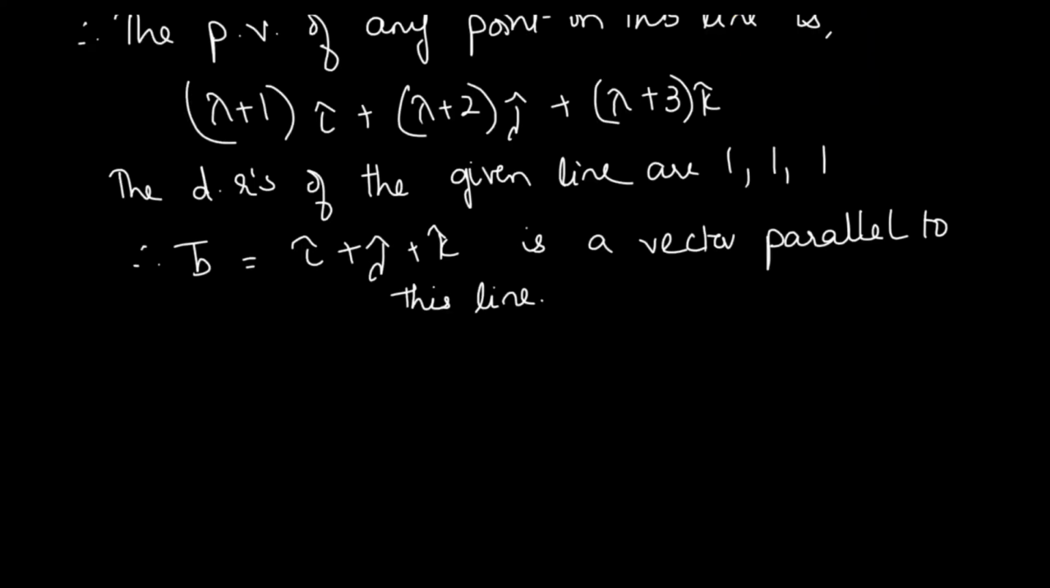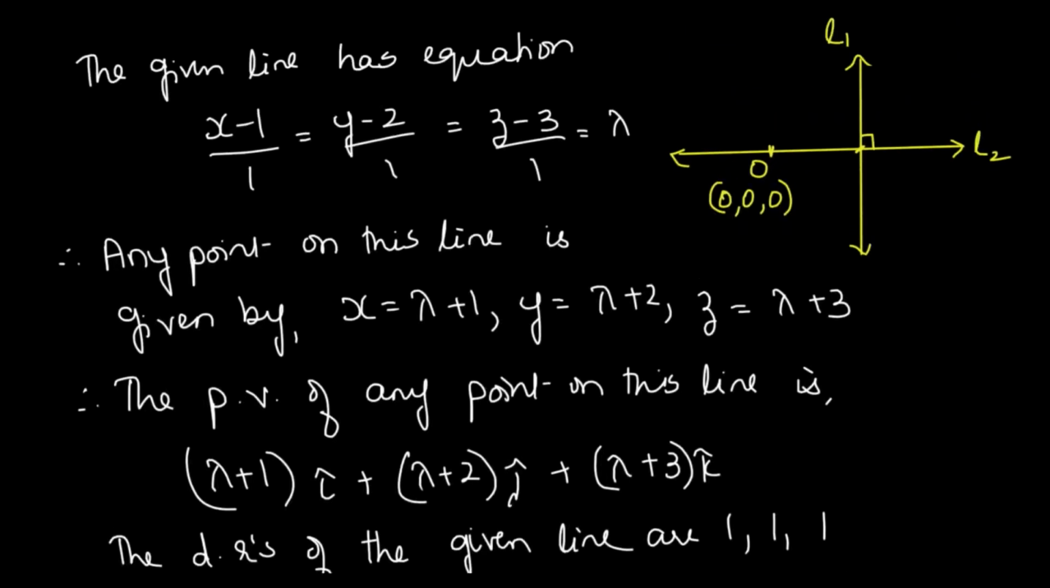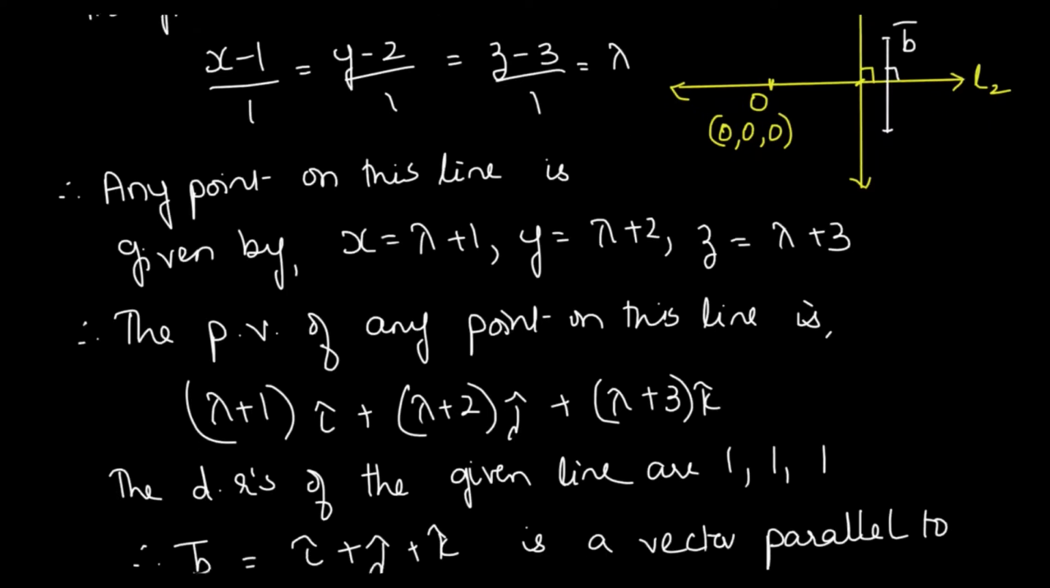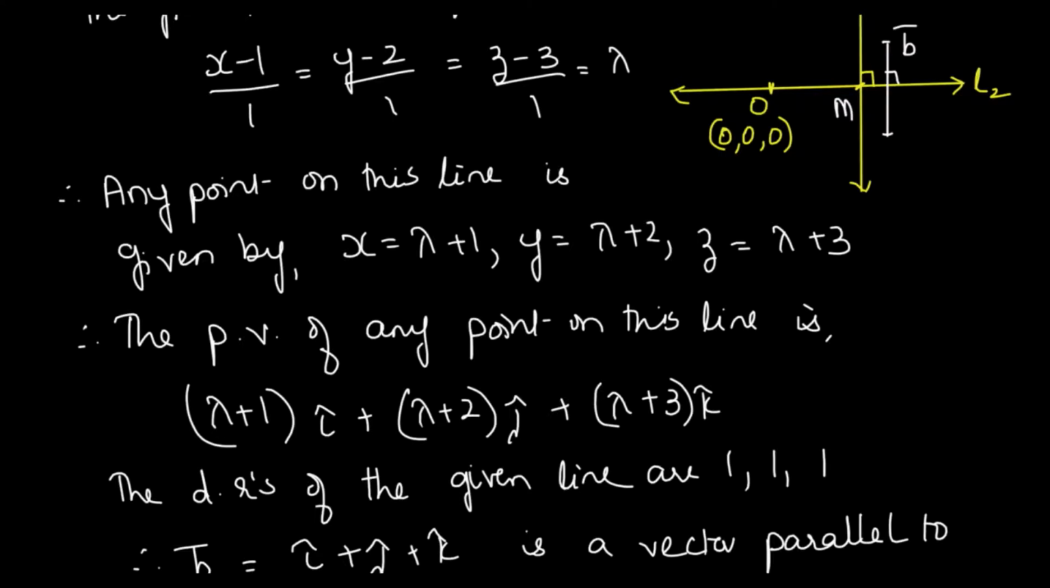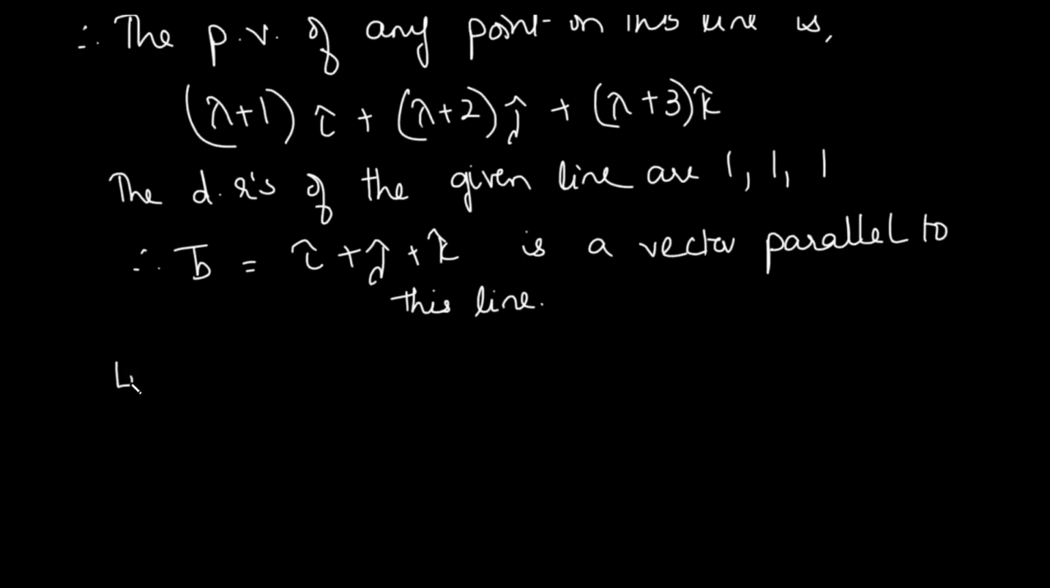So thus in this figure, suppose we draw B bar here, then you see that B bar is a vector which is parallel to L1. That means B bar is perpendicular to L2 also. Now, suppose L1 and L2 intersect at this particular point, say M. So, let the two lines intersect at point M.